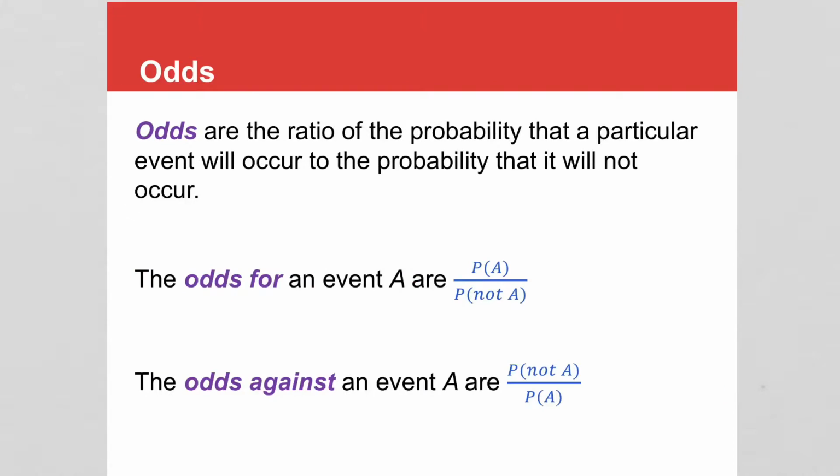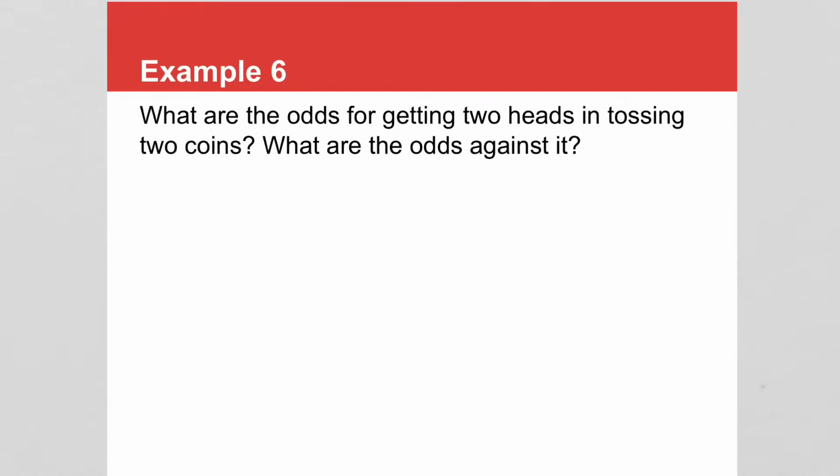Odds are the ratio of the probability that a particular event will occur to the probability that it will not occur. So the odds for an event are the probability that it will occur over the probability that it won't. And the odds against are the probability that it won't occur over the probability that it will. What are the odds for getting 2 heads in tossing 2 coins? What are the odds against it?